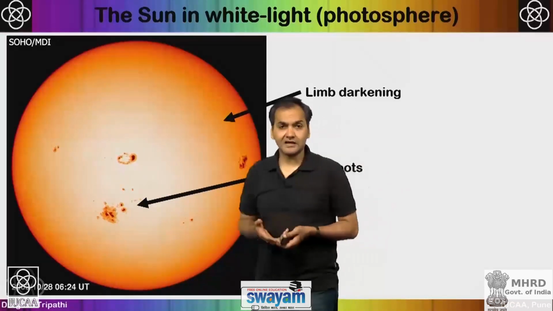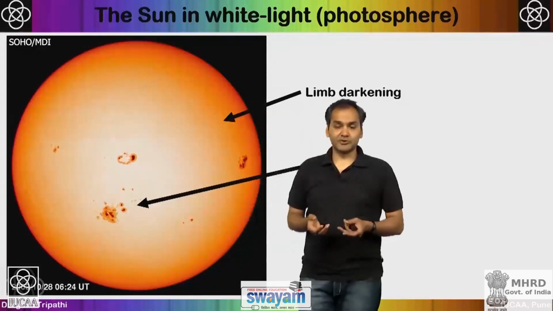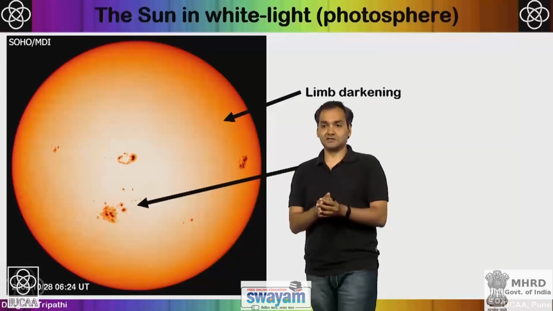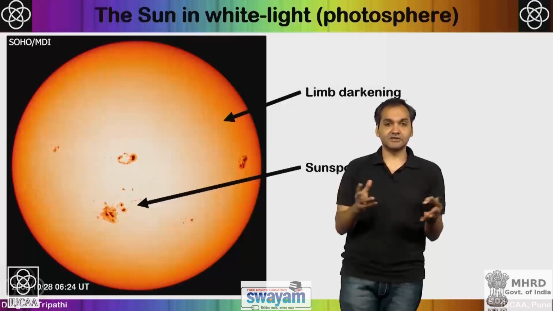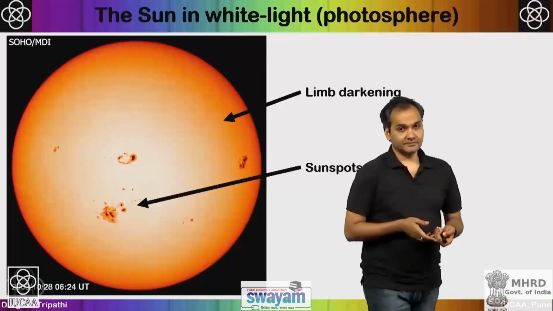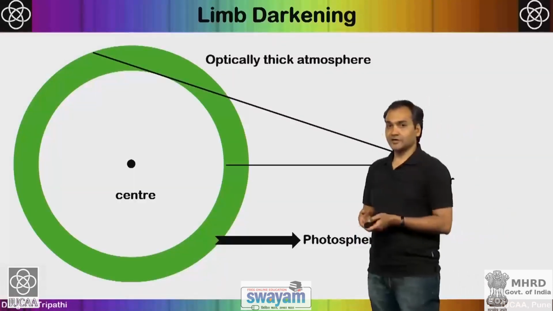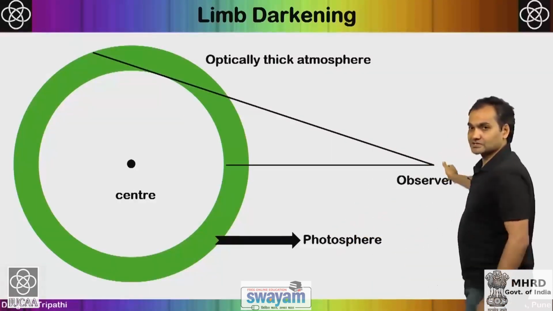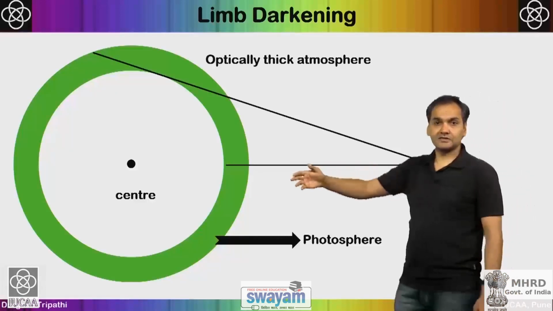Now, why does the limb darkening happen? It should not happen, because if the sun is a uniform sphere, from any point you are looking at, it should appear the same. And it appears pretty uniform. That also has a reason. The reason is that when you are observing the sun, let us say you are an observer sitting here, that is a line of sight.